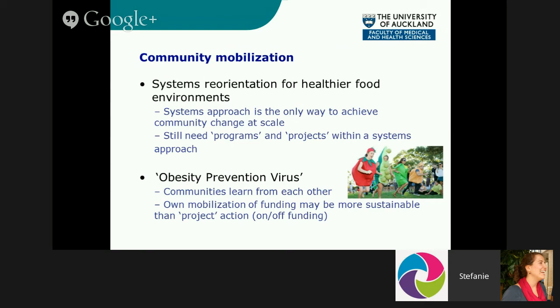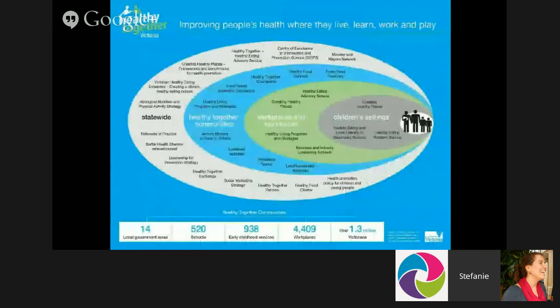So it's a totally new approach compared to what has been done in the past, and also new methods will be needed for its evaluation, like social network analyses and systems modeling, which are very much in their infancy, but hold big promise. I think the best example at this moment is Healthy Together Victoria in Melbourne, Australia. It's quite big, it's statewide, so it involves more than 4,000 workplaces, 500 schools, 14 local government areas.